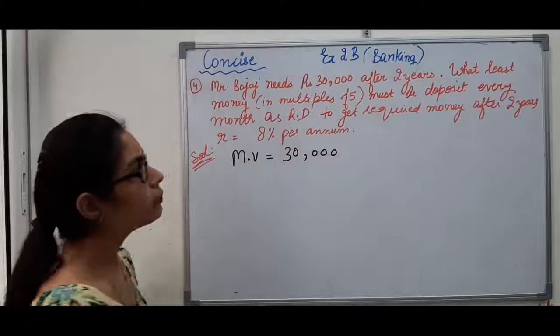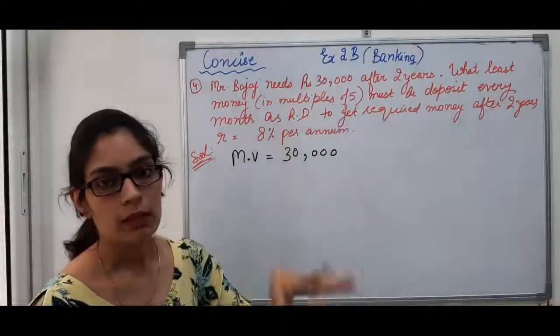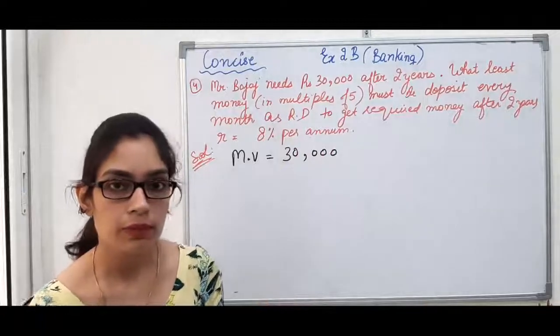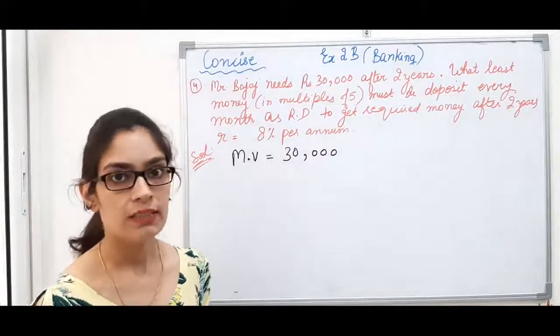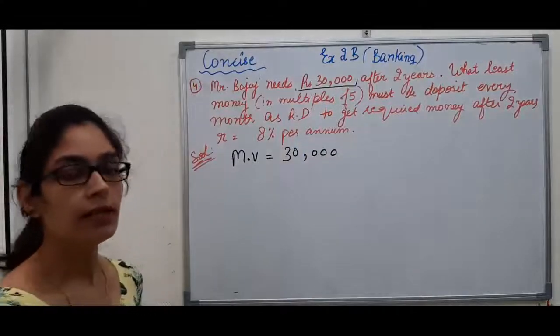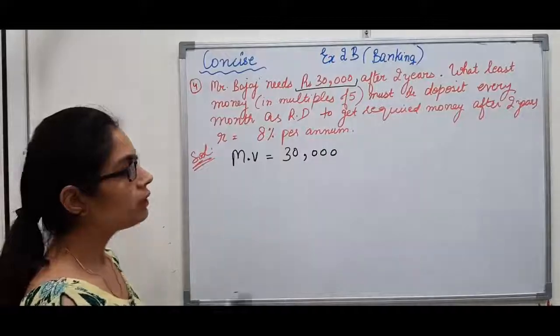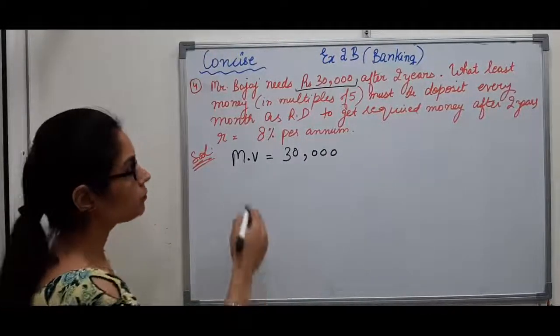And moreover, don't take it as principal, because see, it's not written rupees 30,000 per month. The amount with which per month is written, always that amount is your monthly installment. Whenever some big amount is there, that will be your MV. Just remember this point.